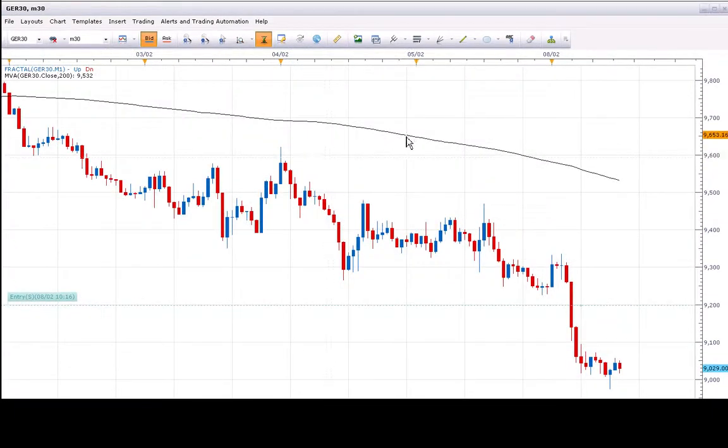Now I've changed my time frame to the 30 minutes, which means this moving average here is now no longer the 200-day moving average. It's the 200 30-minute moving average, if that makes sense. So it's 200 30-minute candles that have been included in this, not daily candles anymore.